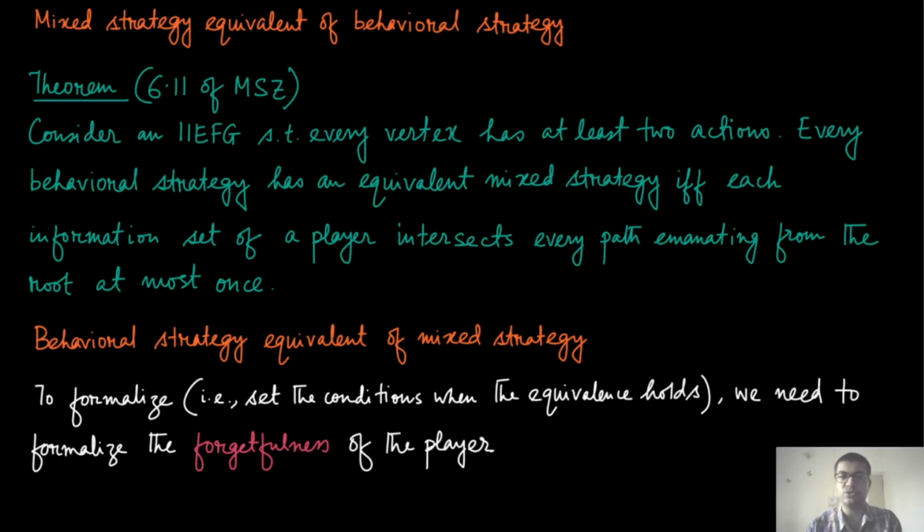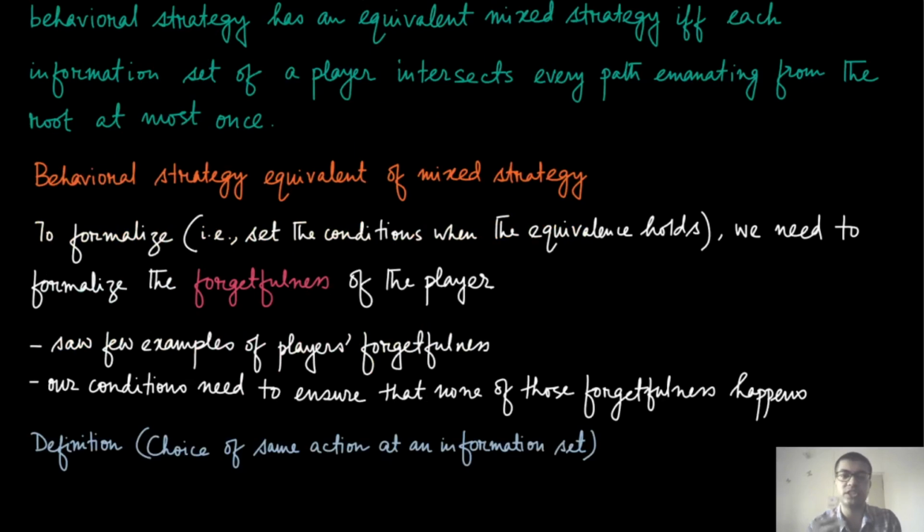And in order to do that, we'll have to do a little bit of formalization. What is the forgetfulness of the player? We have seen that both these cases where the equivalence does not hold, the players have some kind of a forgetfulness. In one case, the player forgets whether it has moved at all or not. In the other case, it forgets which action it picked. And we'll have to systematically take care of these two things. And we'll show a result that it is sufficient to just take care of those forgetfulness. And then you can have an equivalence between these two things.